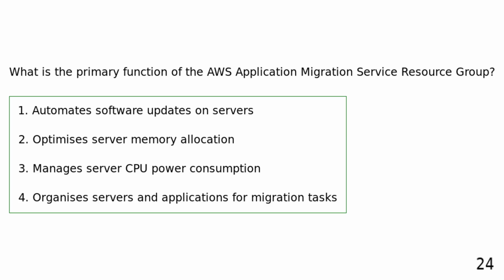What is the primary function of the AWS Application Migration Service Resource Group? Automates software updates on servers. Optimizes server memory allocation. Manages server CPU power consumption. Organizes servers and applications for migration tasks.